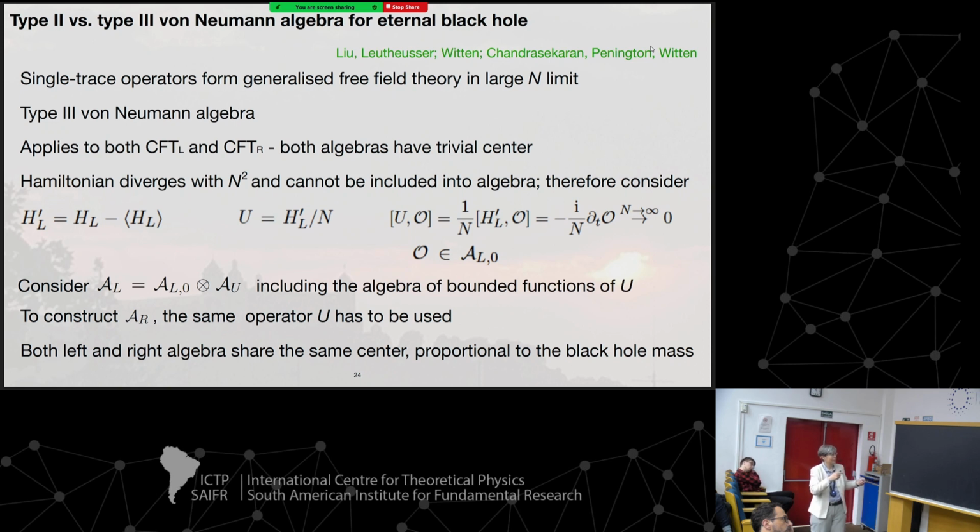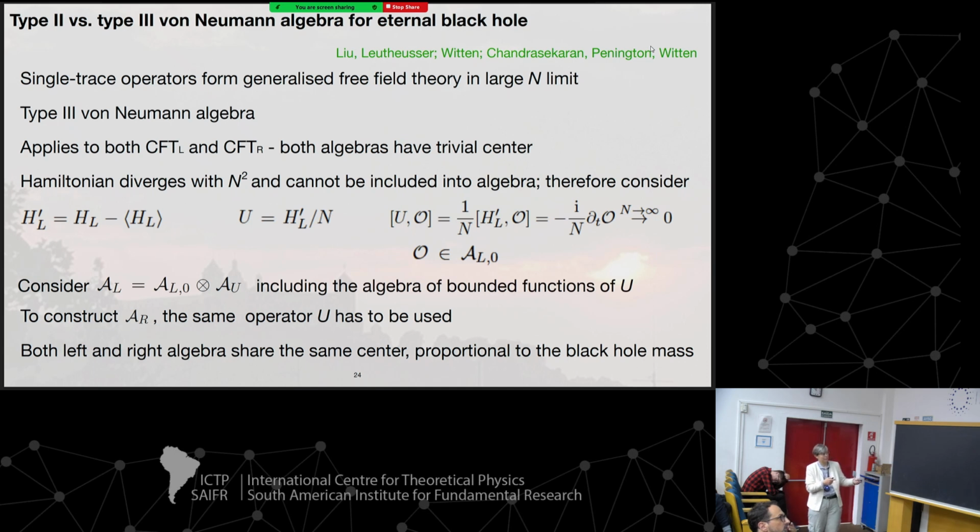But now the idea is to consider this tensor product, which includes the algebra of bounded functions of U. And now the key point is that to construct the algebra for the right hand side CFT, the same operator U has to be used. And so again, it means that both the left and right algebra share the same center, and actually the center will be proportional to the black hole mass.